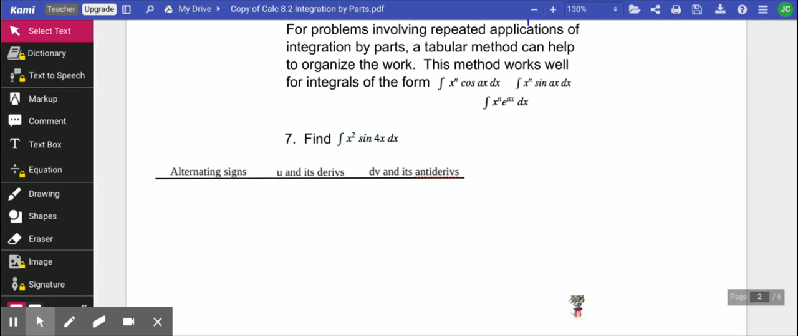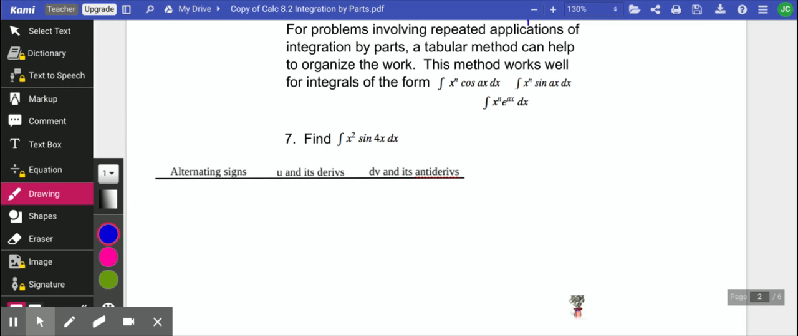So here's how this works. You set up 3 columns. One is just alternating signs. You start with positive, and you're just going to go positive, negative, however many times we need to do that. We may not need that many steps.